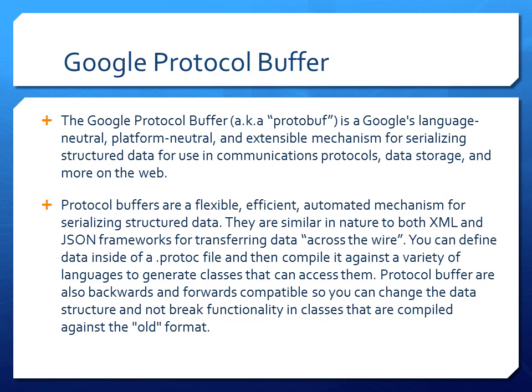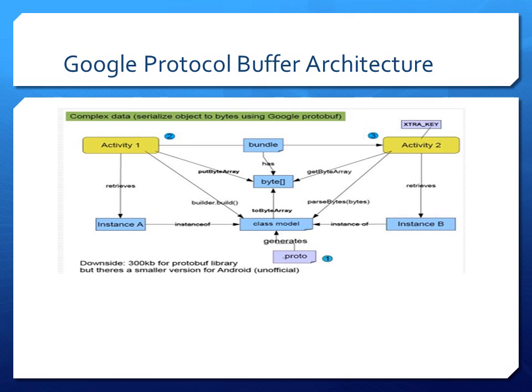You can think about them a lot like you'd see XML or JSON used to transfer data across the wire. You can define a lot of the data inside of a protocol buffer file called the proto file, and then compile it against a variety of languages to generate classes that can access them. Protocol buffers are also backwards and forwards compatible, so you can change the data structure and not break functionality in classes that are already compiled against the old protocol buffer format. This is a huge deal because intercompatibility can be a big thing for upgrading any data structures that you have.